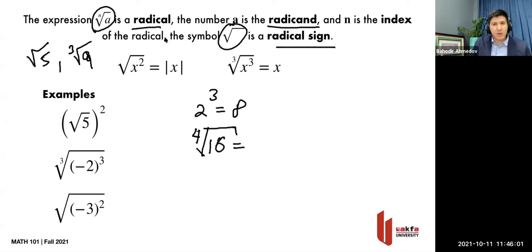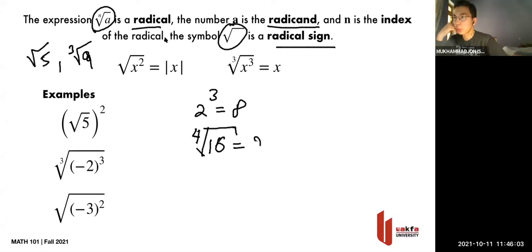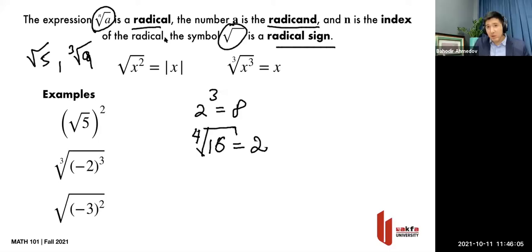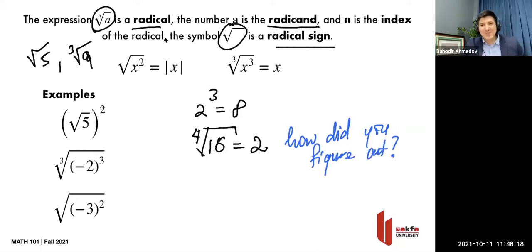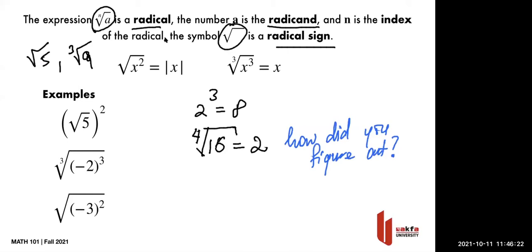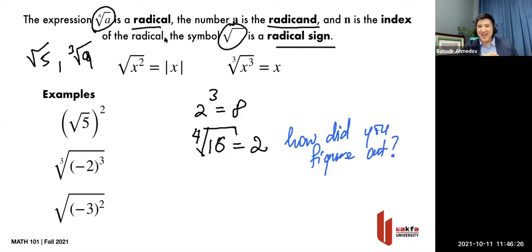What is this? 2. How do you know? How did you figure this out? Because by multiplying 4, 2. I'm not asking why it is 2. I'm asking how did you figure this out? Do you understand the question?